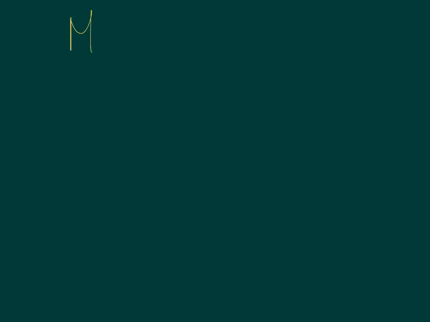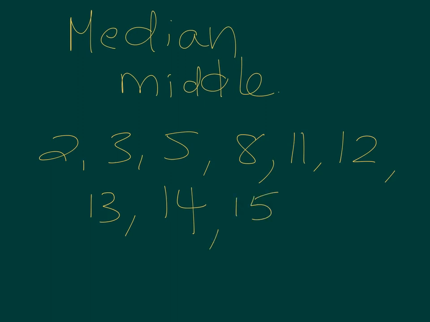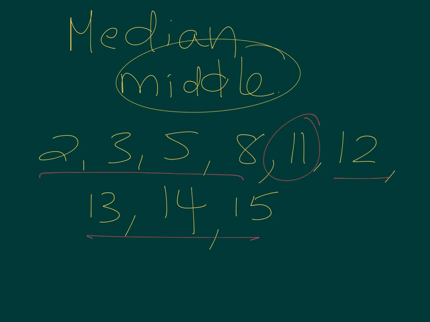Now let's talk about the median, which means middle. So given this set of data, 2, 3, 5, 8, 11, 12, 13, 14, 15, find the middle number. So for example, we choose 8, or sorry, not 8. Let me think. If we choose 11, 11 would be the middle number because there are 4 numbers after it and 4 numbers before.